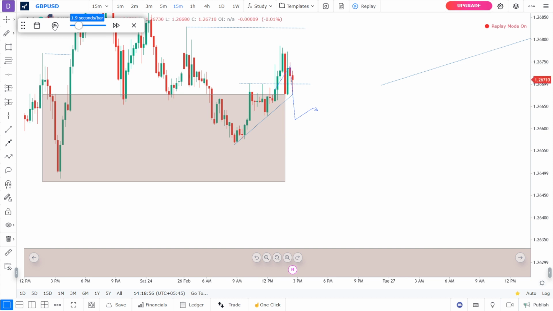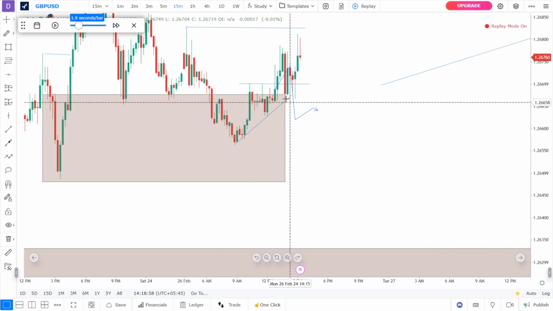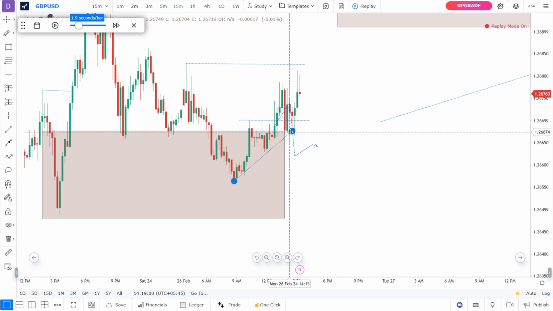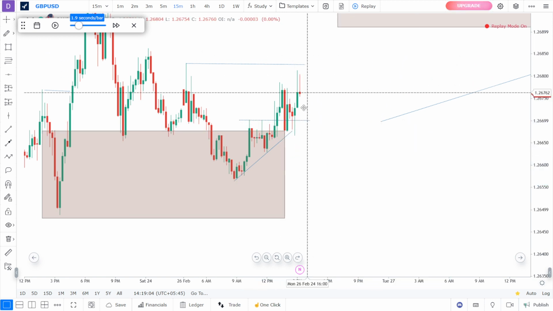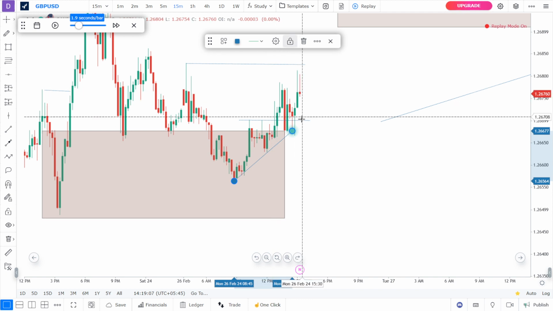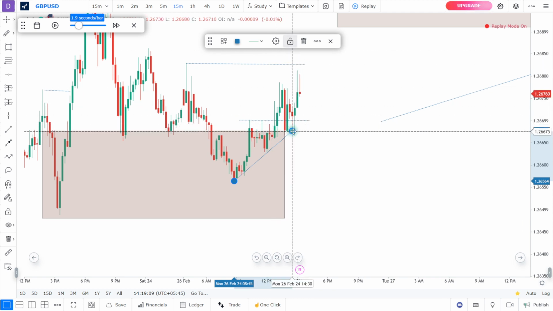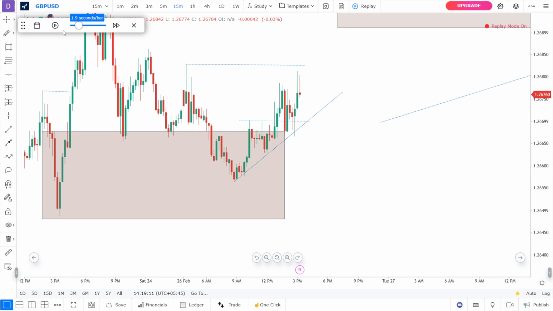So the price went up. The price still hasn't done anything. The price still hasn't taken this trend line out. There is still this trend line formed in the session.